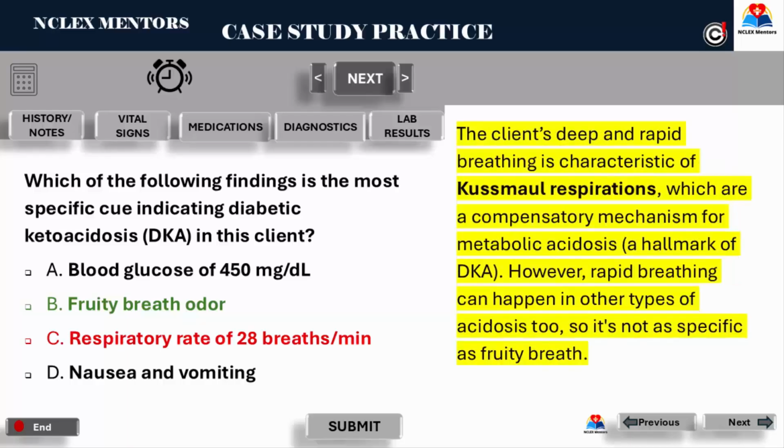C. Respiratory rate of 28 breaths per minute. The client's deep and rapid breathing is characteristic of Kussmaul respirations, which are a compensatory mechanism for metabolic acidosis, a hallmark of DKA. However, rapid breathing can happen in other types of acidosis too, so it's not as specific as fruity breath. D. Nausea and vomiting. These symptoms are common in many conditions, not just DKA. So while they are present in this case, they are nonspecific and don't point directly to DKA.